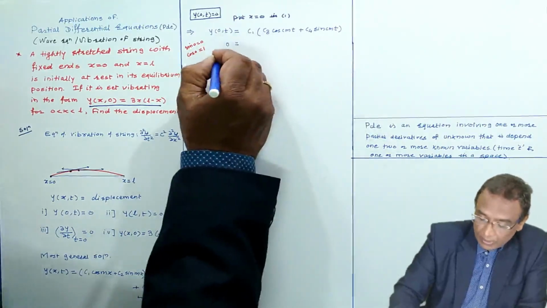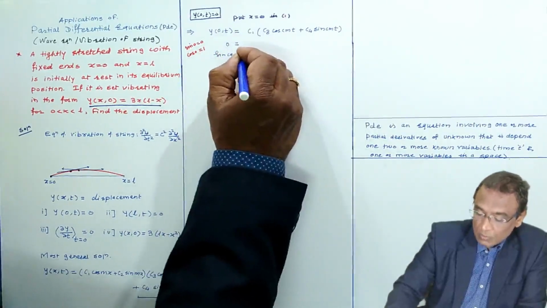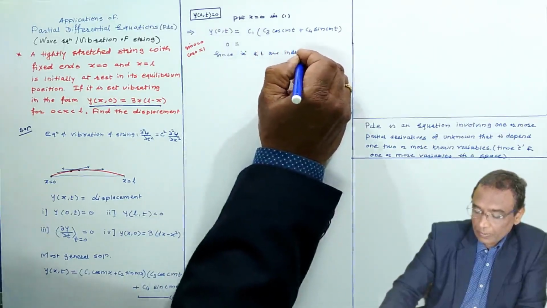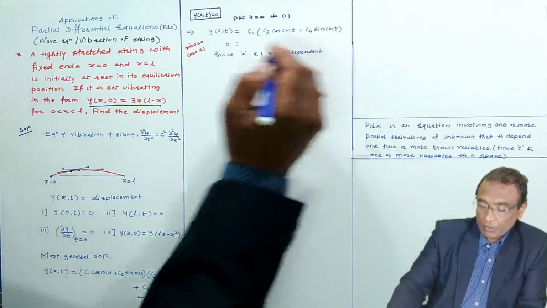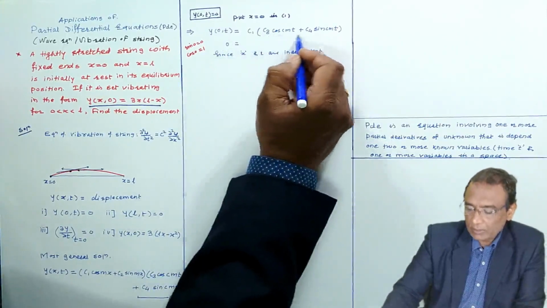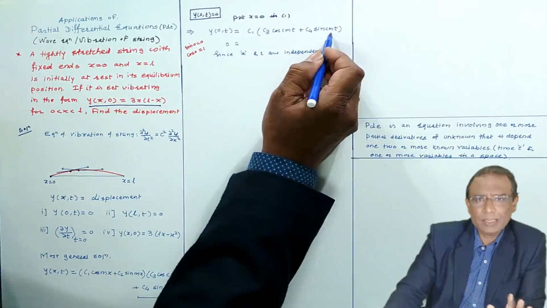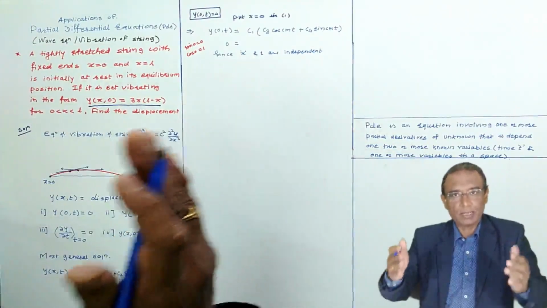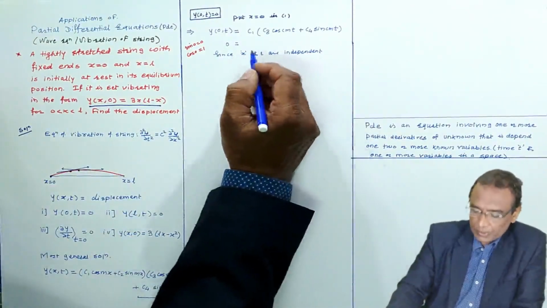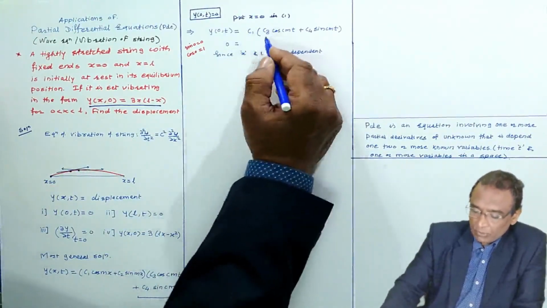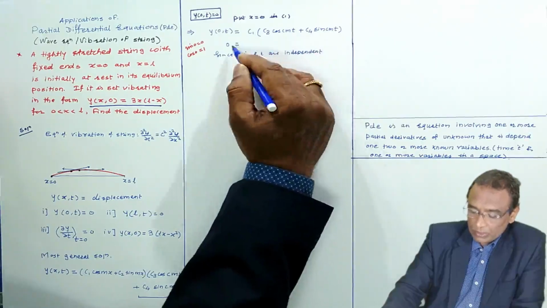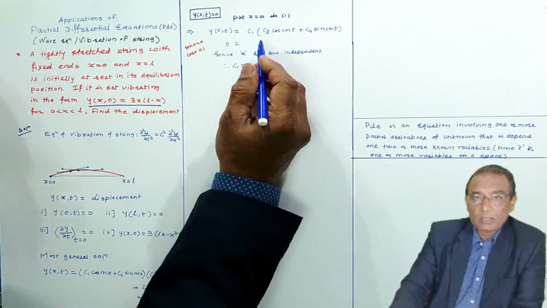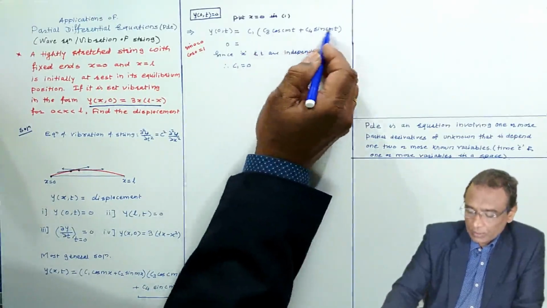Since horizontal displacement x and time t are independent, what did we do here? I am putting x equal to 0. This bracket is the t bracket, and this bracket is the x bracket. X and t are independent of each other, and I will substitute here x equal to 0. Therefore, C1 times the product of these two is 0. Therefore, C1 must be 0, because when you put x equal to 0, the time will not play a role.